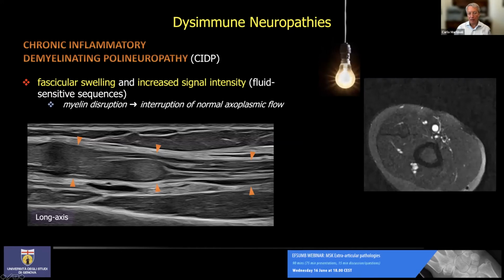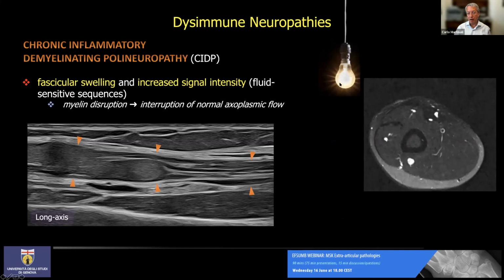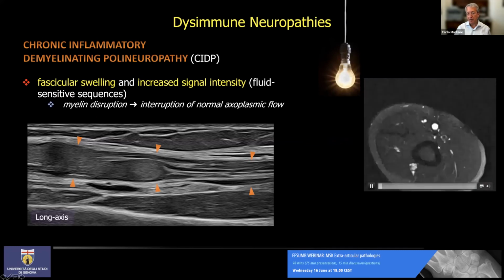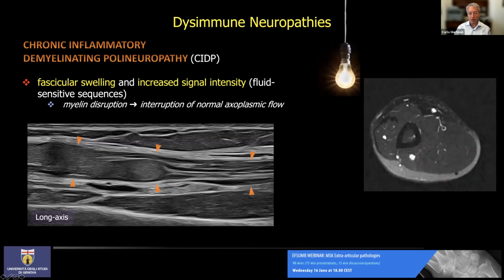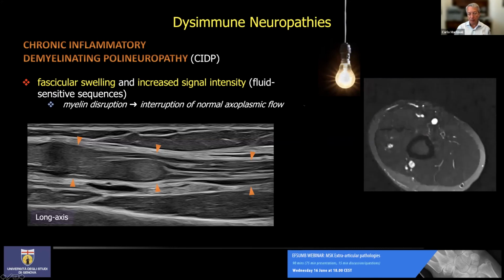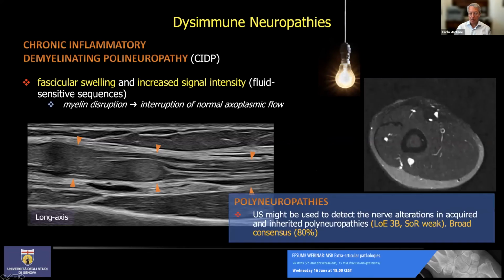And on magnetic resonance imaging, the same condition appears as a very hyperintense nerve due to the accumulation of water and to the demyelination process. So in the polyneuropathies considered as a whole, including the inherited and the dysimmune neuropathies, the conclusion of the group was that ultrasound may be used to detect nerve alteration in this condition.